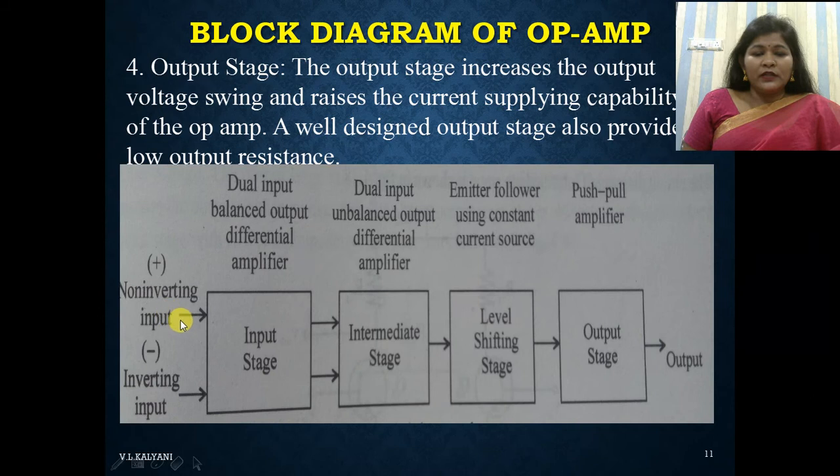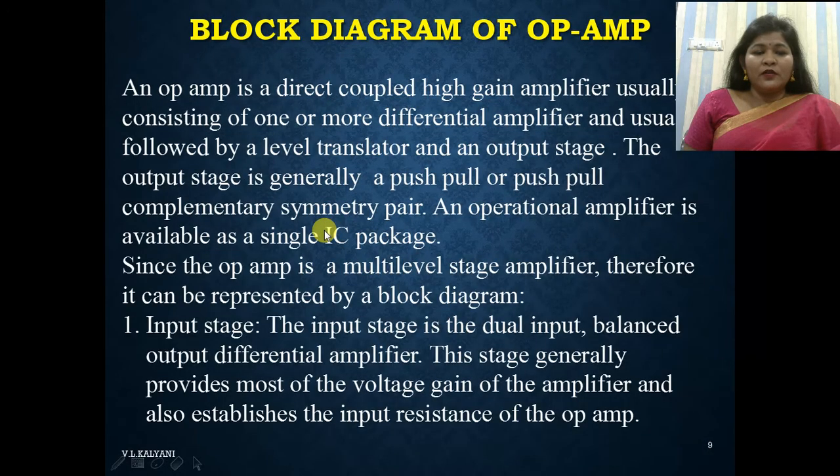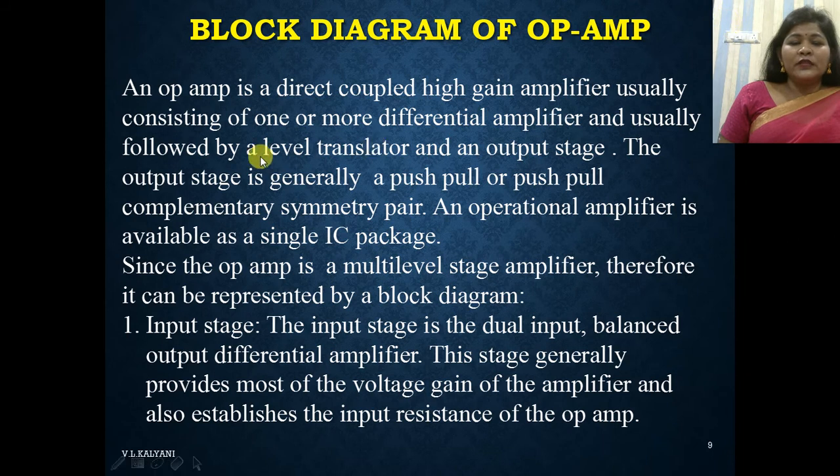Here these are the two input signals, the inverting input and the non-inverting input, and this is your output. So in this block diagram, an operational amplifier is a direct coupled high gain amplifier, usually consisting of one or more differential amplifiers, and usually followed by a level translator and an output stage. The output stage is generally a push-pull or push-pull complementary symmetry pair. An operational amplifier is available as a single IC package.